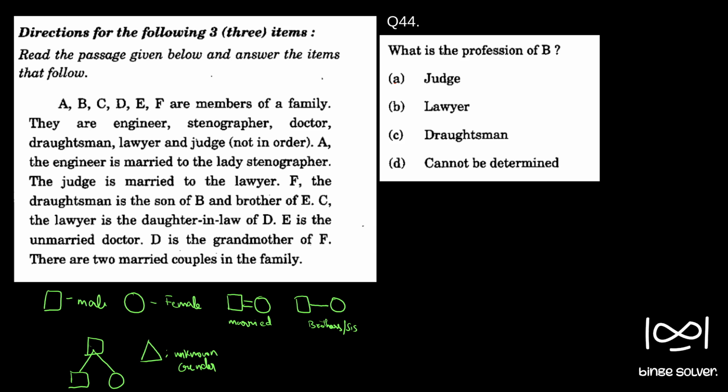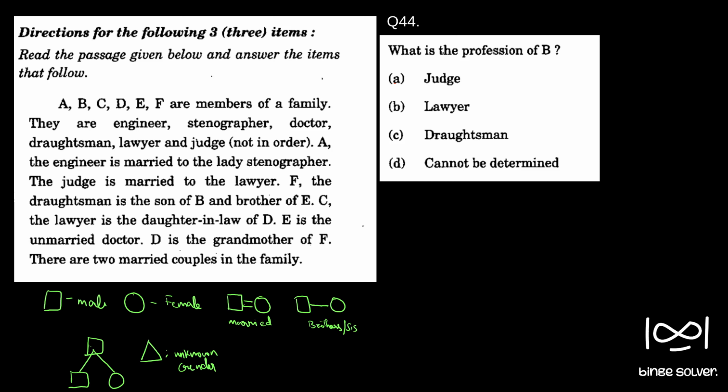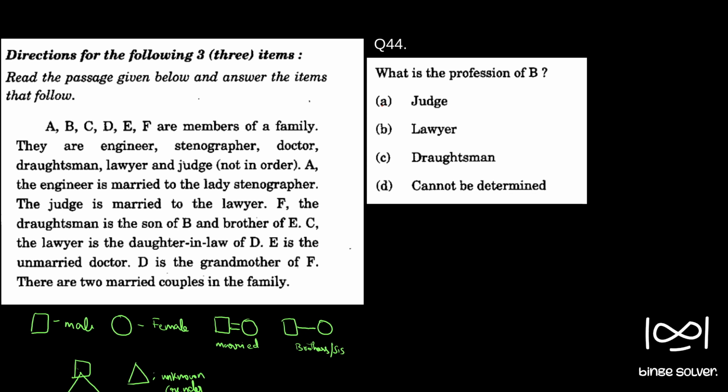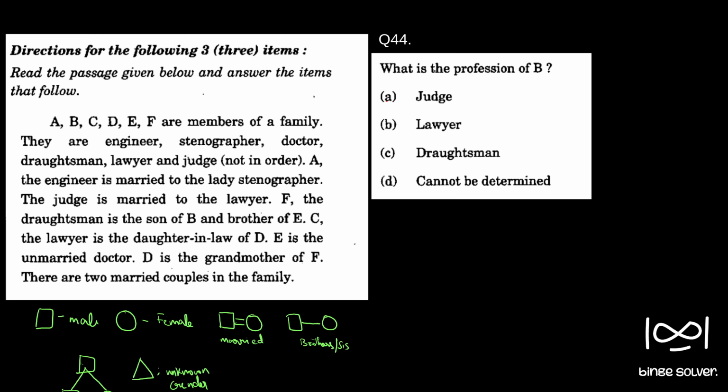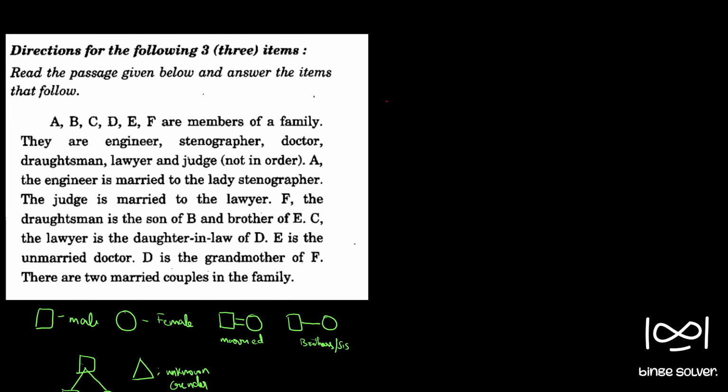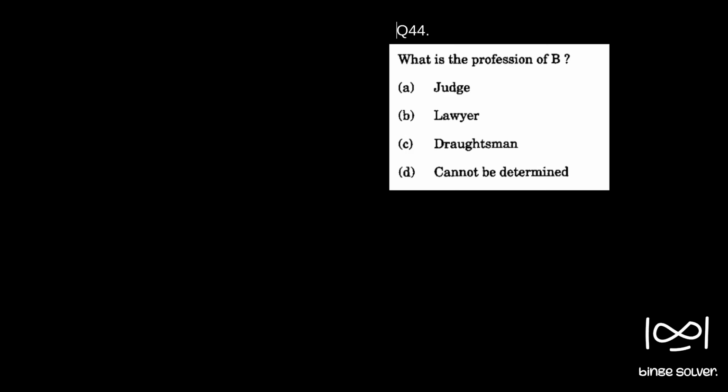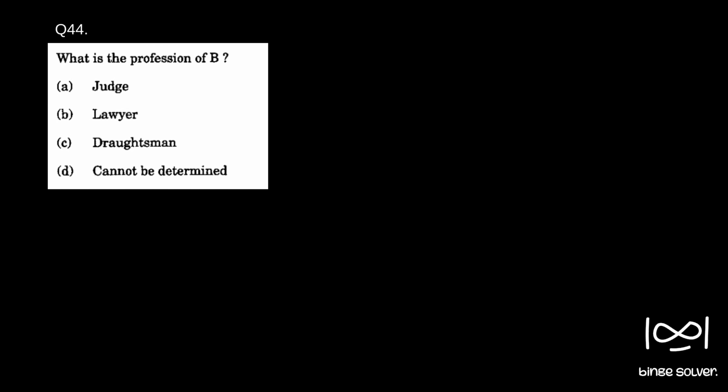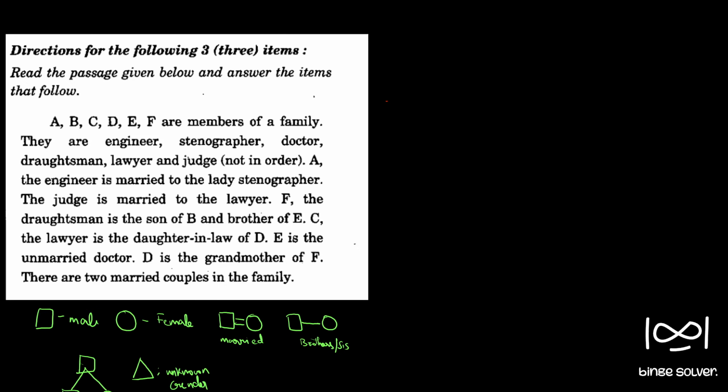One second, I'll create a new page. I'll just move the question to the next page so that it will be easier. Okay, let the question be here so that I can draw the family. I will have more space to draw the family tree. Now, the information starts from here.